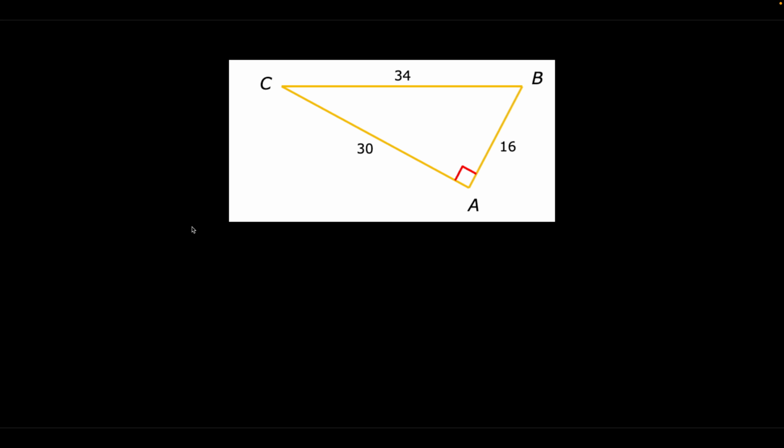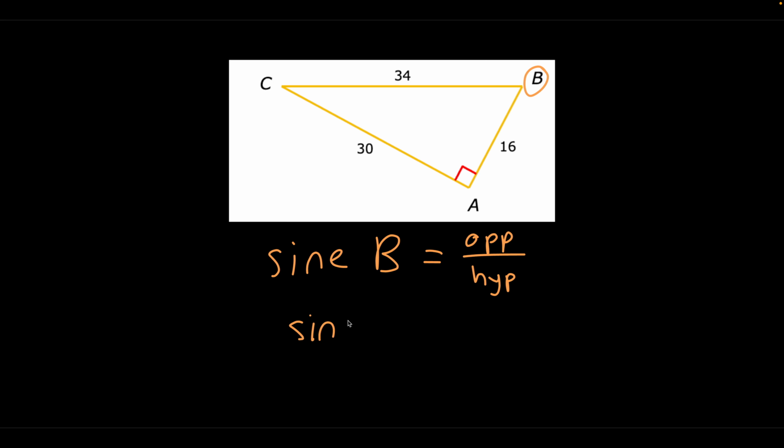Here we go. So here we have a right triangle. We're going to talk about the sine first, S-I-N-E. The sine of, and it's always an angle, so let's do the sine of angle B. Sine is always the opposite side over the hypotenuse. And sometimes sine is abbreviated S-I-N, sin, so sine of B.